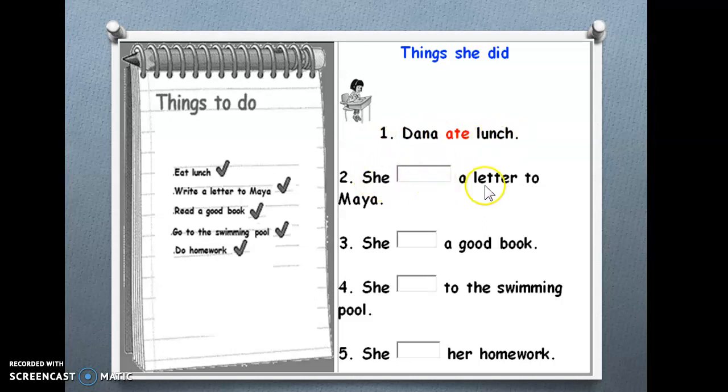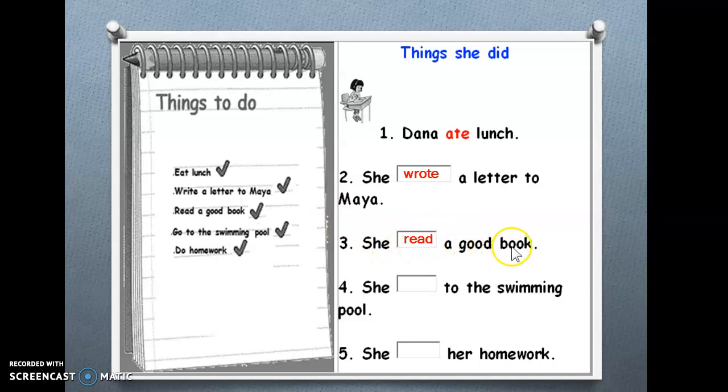Number 2, she a letter to Maya. Here we have the base form write, and the past form of write, yes, wrote. So the sentence is: She wrote a letter to Maya. Number 3, she a good book. Here we have the present, read, and here, yes, read. What's the difference between these two spellings? The difference is that for the base form you pronounce read, and for the past, read.